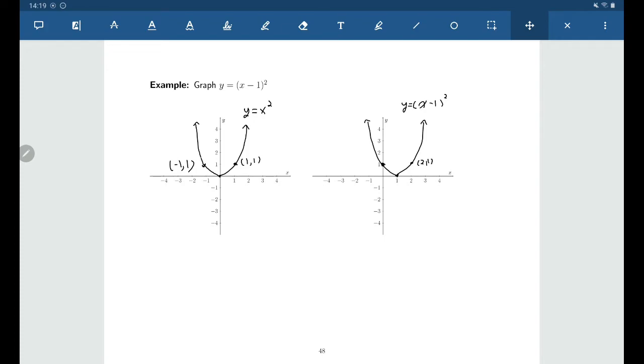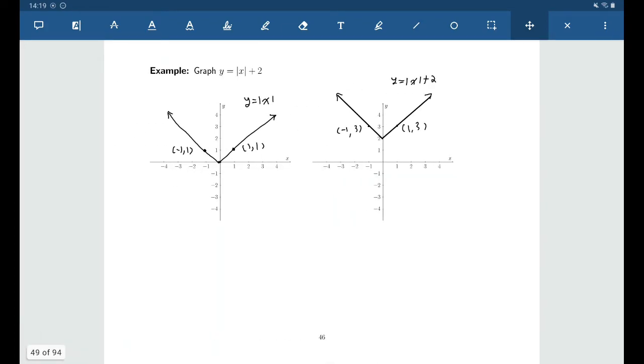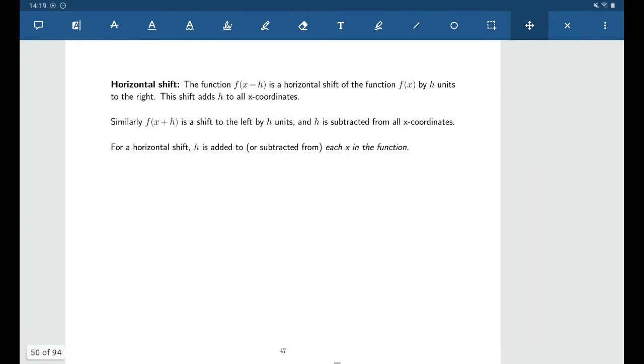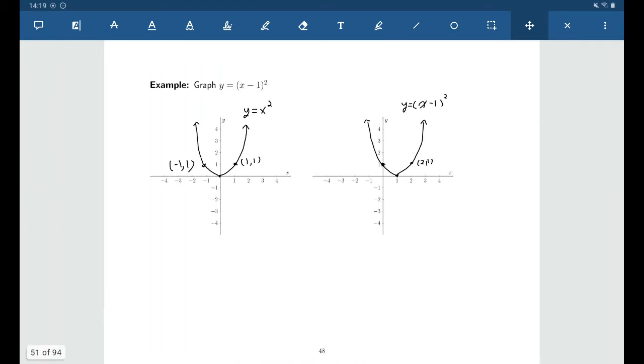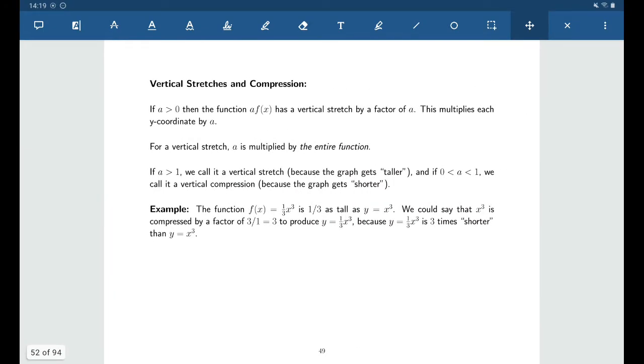So far we've seen two types of transformations. We have vertical transformations when amounts are being added or subtracted to the entire function. We've also got horizontal transformations, horizontal shifts, amounts that are being subtracted or added from the x values. And now we're going to talk about flips and stretches. I'm going to start with vertical stretches and vertical compressions, then we'll do horizontal.